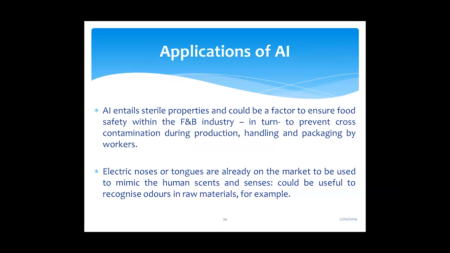The other use of AI is electronic noses or tongues, which are already on the market to mimic the human senses, so that they can do the sensory evaluation and organoleptic type testing, because they are able to recognize odors in raw materials, for example. This technology is moving very fast, and I think it will not be long before you'll see electronic noses and tongues utilized in laboratories.